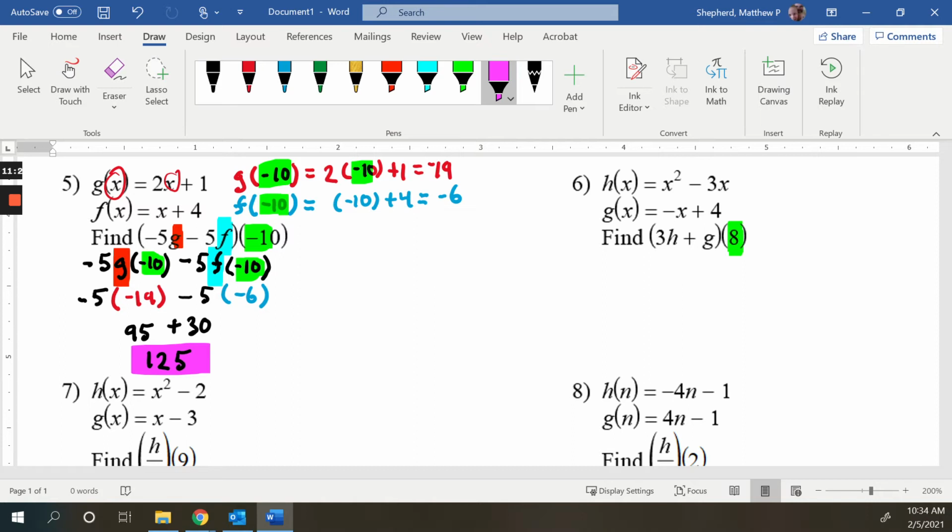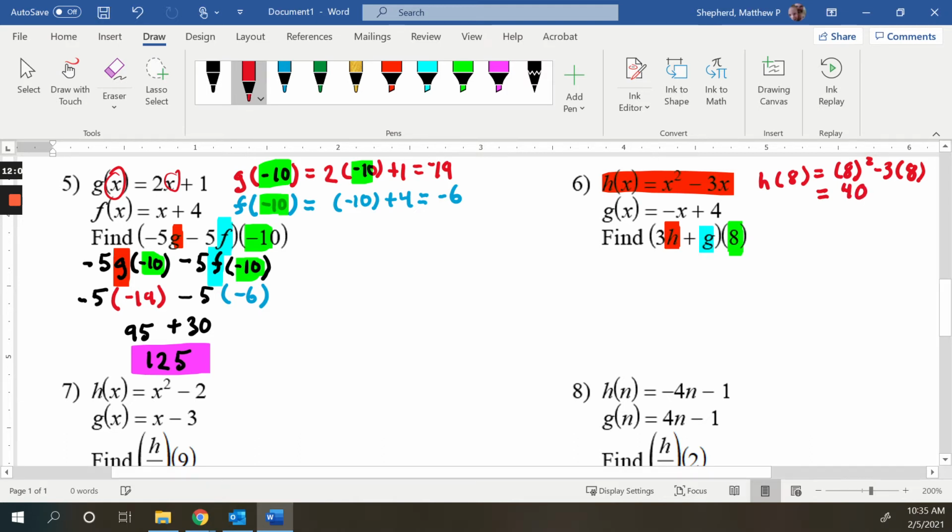All right, let's do another one similar to that. So once again, they gave us a new input. We've got our two functions, h and g. So right here we have h. What I'm going to do is substitute in that 8. So we're going to have h of 8 is going to be equal to 8 squared minus 3 times 8. All right, well, that'll be 64 minus 24, which is just 40.